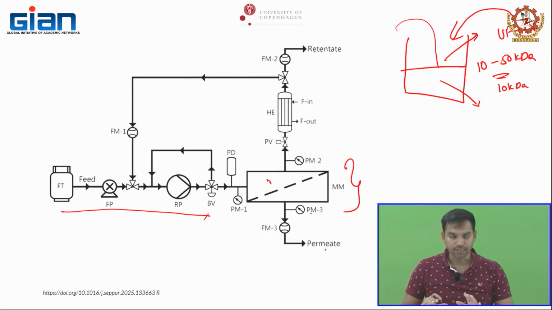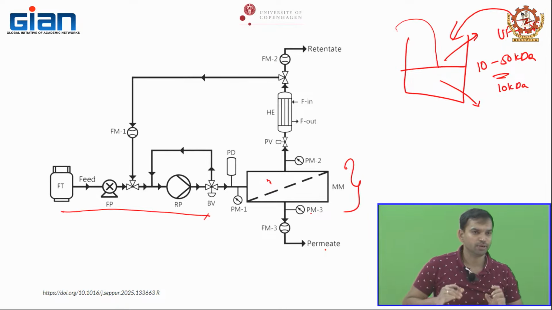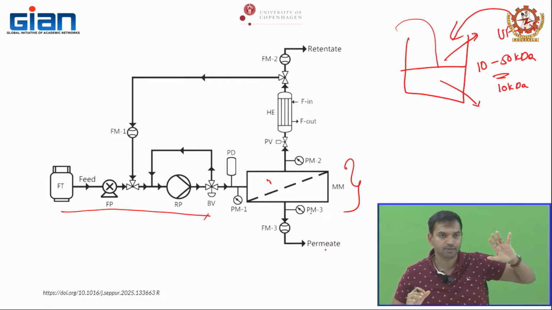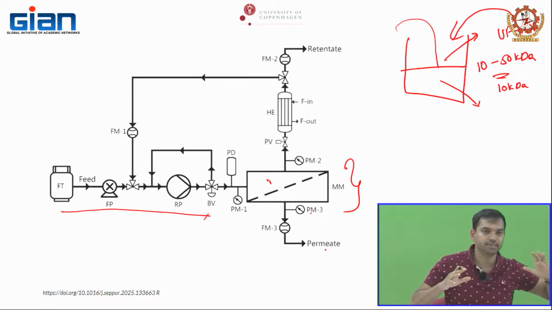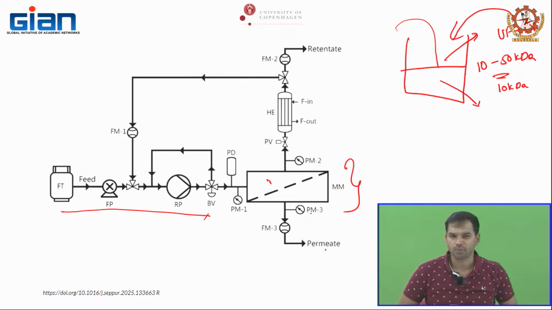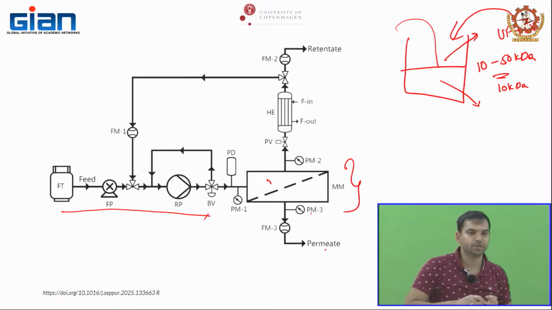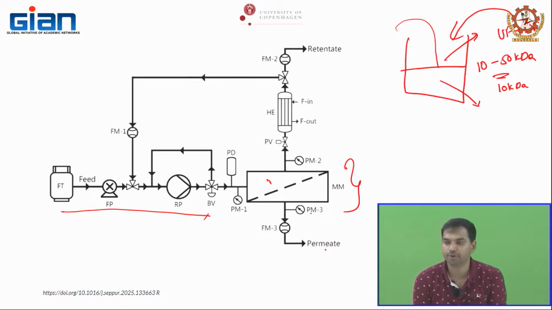Now, this is the process. I talked about different steps. I talked about membrane filtration, which is scalable today. What are the problems you think with respect to membrane filtration for large scale protein purification?